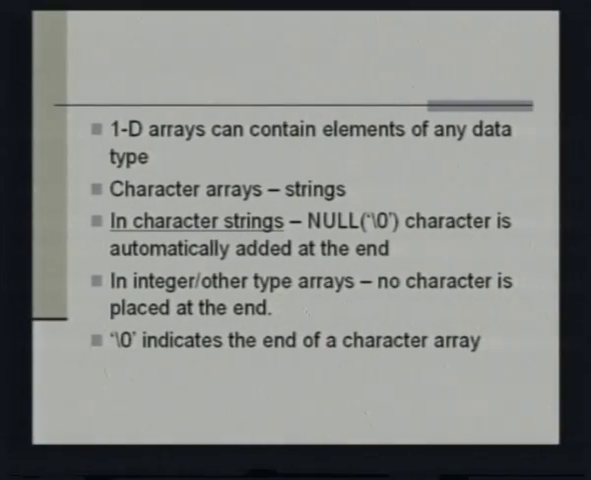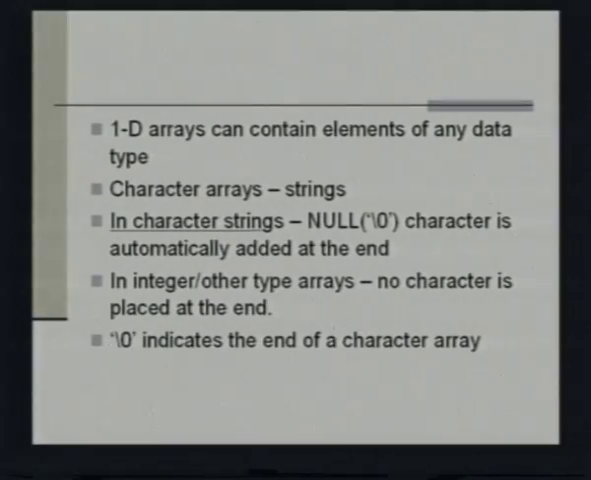There is a difference between the integer and the character arrays. An integer array does not have a null character at the end, whereas a character array automatically has the null character, indicated by a backslash and 0, added at the end. So what is the significance of this null character? Why do we say that an integer array does not have it and a character array has it? Only when the compiler sees this null character at the end of the array, it will identify that the character array has ended.